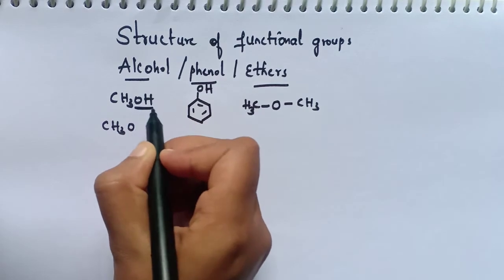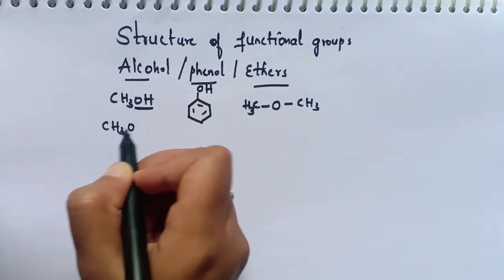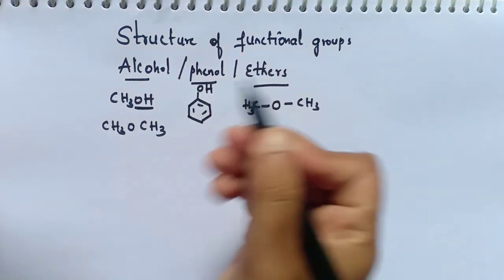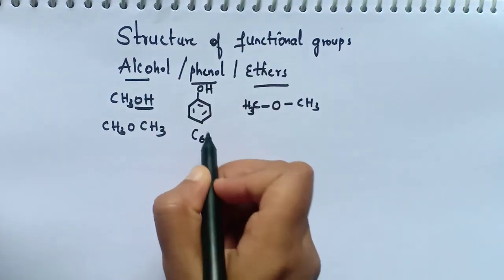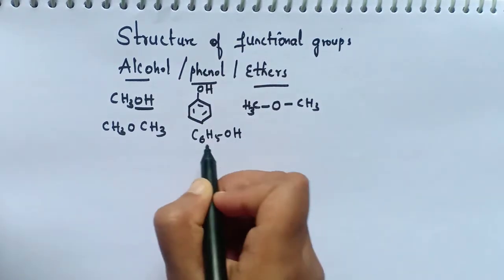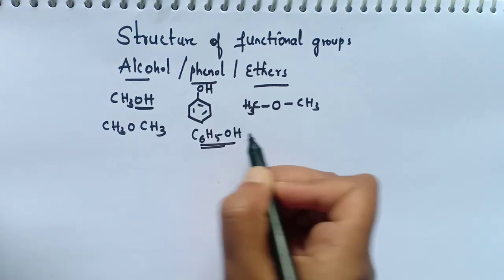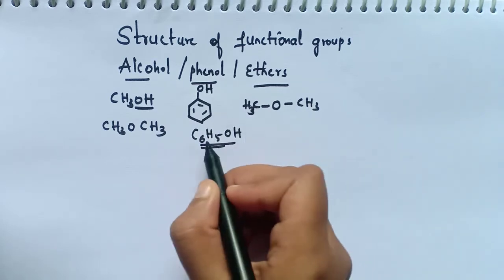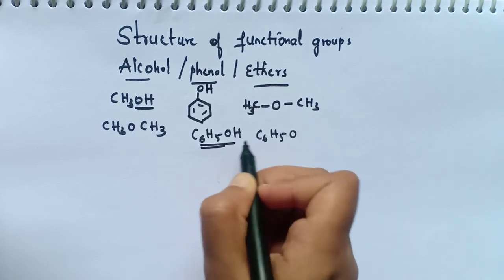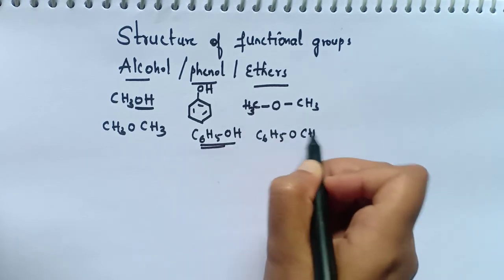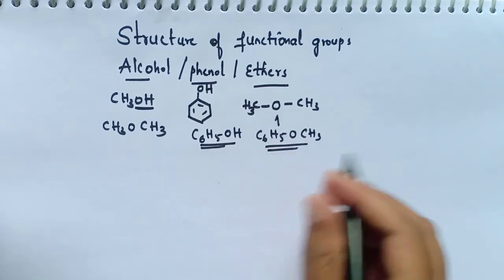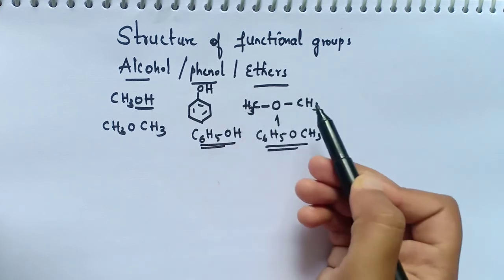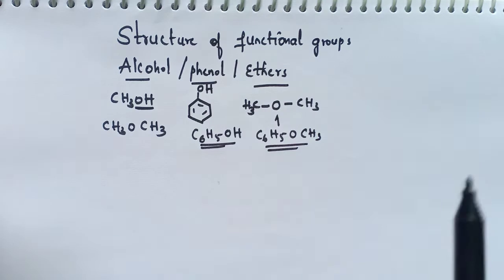If I replace this hydrogen by this alkyl or aryl group, that is, if I represent it by CH3, it has become an ether. Here we can write this as C6H5OH. So if I replace this hydrogen by CH3 or some aryl group or alkyl group, we will get an ether. So I will show how. Here is C6H5 and oxygen. If I replace this hydrogen by CH3, it is nothing but an ether. So the simple definition is, if hydrocarbons are present on both sides of the oxygen, it is nothing but an ether. This is the definition of the ether.